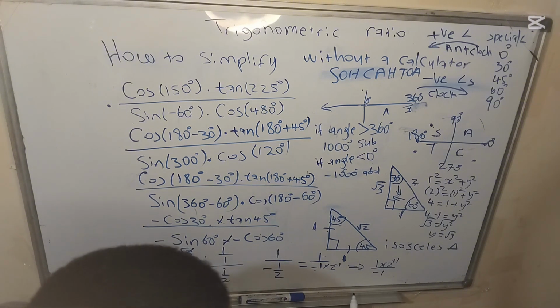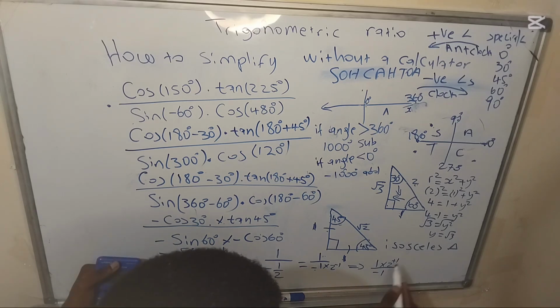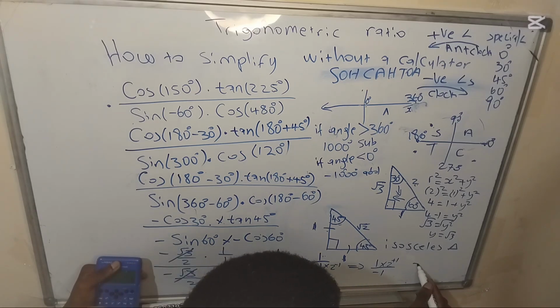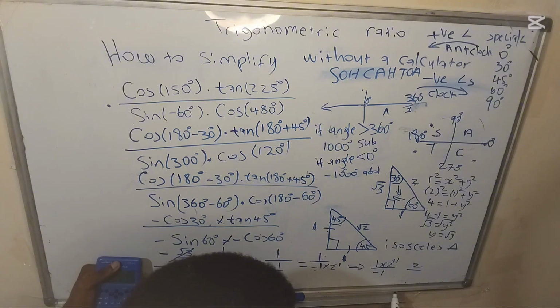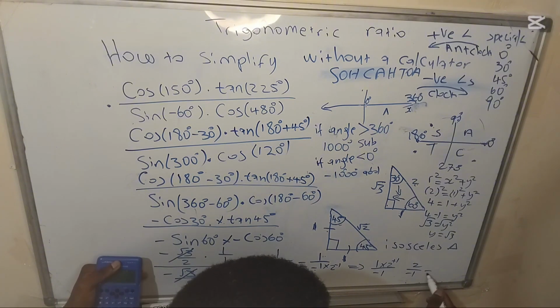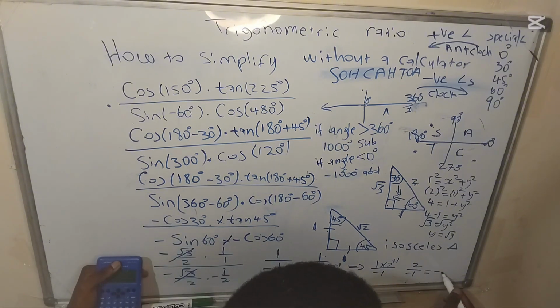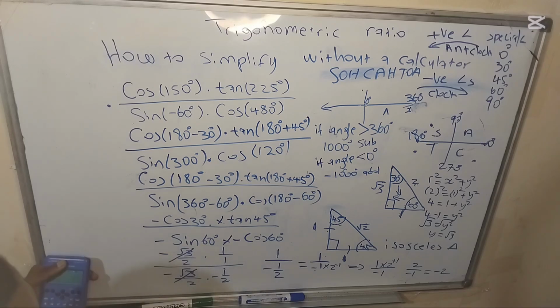What is the simplification of this? 1 multiplied by 2 to the power 1 is equal to 2, divided by negative 1, which means the simplification of this is equal to negative 2. Right? Yes. Let me check if we use a different method, whether it is going to work.